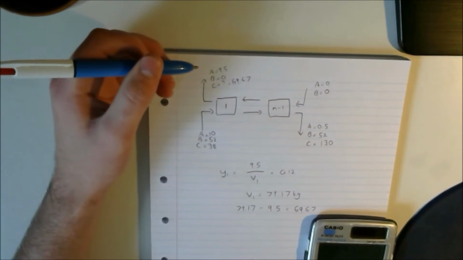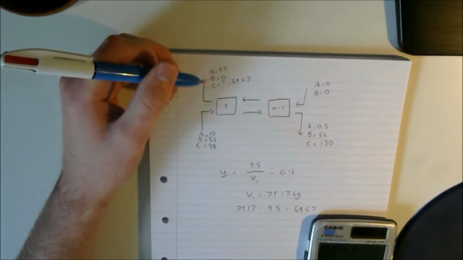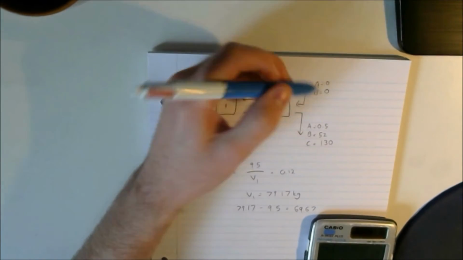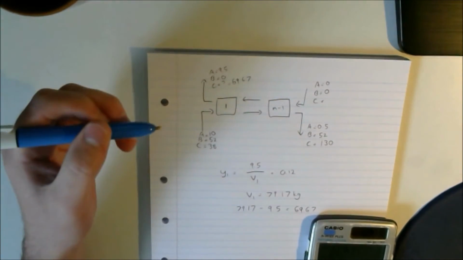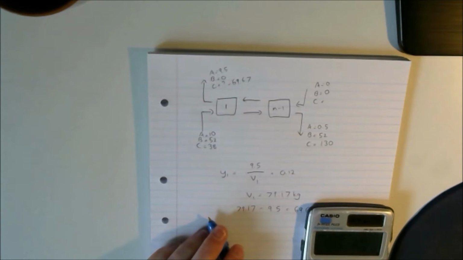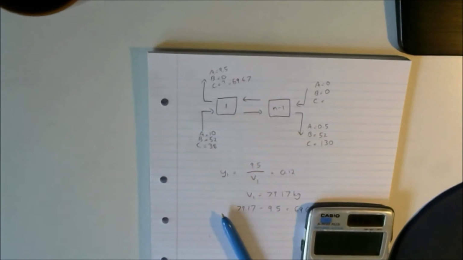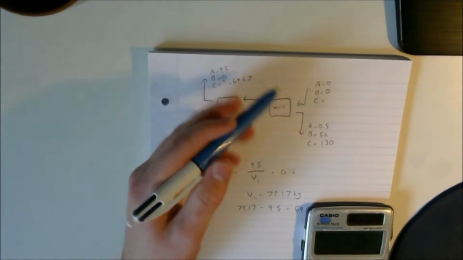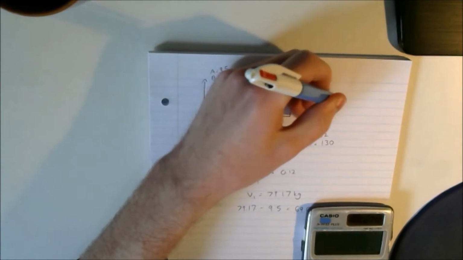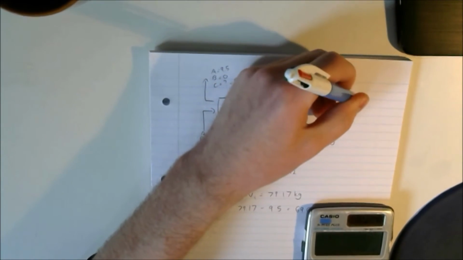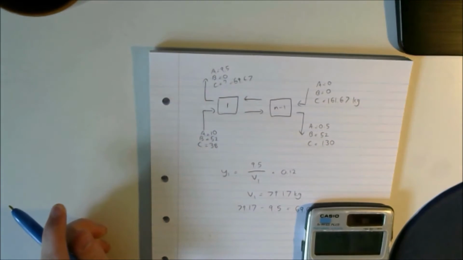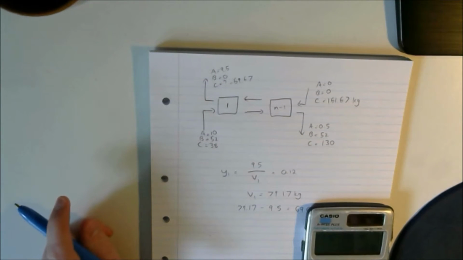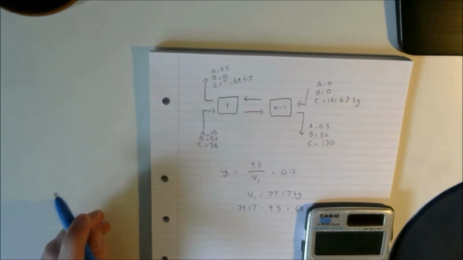So we're almost finished with our material balances. The last thing to do is just to figure out the amount of solvent we've got coming in. And that's pretty simple. That's just simply a case of going in minus out. So we've got, coming out, we've got 69.67 plus 130 down here, and then minus 38 coming in. So that gives us 161.67 kilograms.